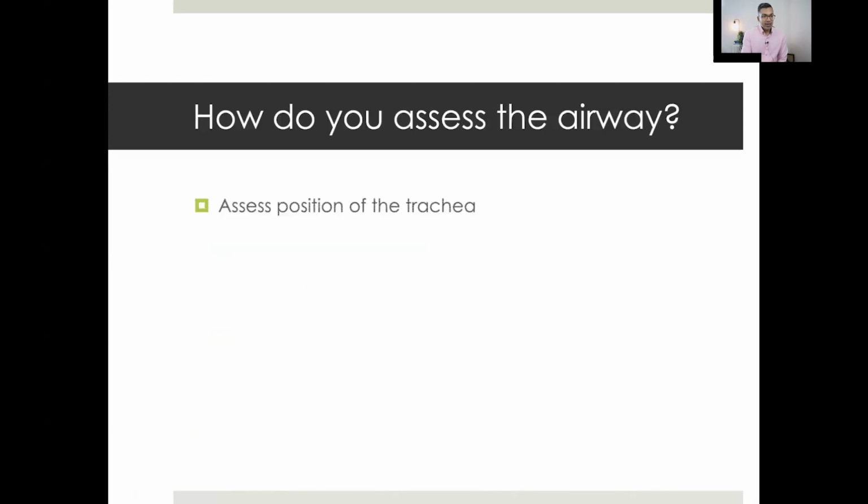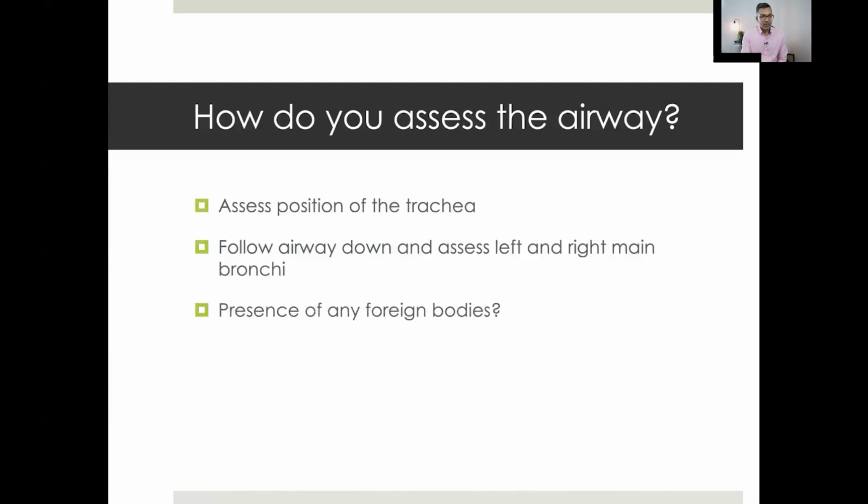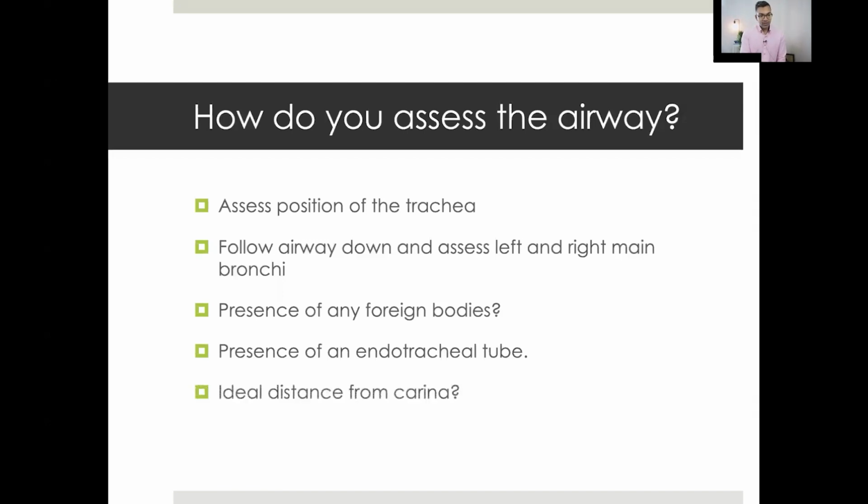So how do you assess the airway? Really assess the position of the trachea, follow the airway down, and assess the left and right main bronchus. Presence of any foreign bodies is pretty important in our context, and the presence of an endotracheal tube, and any kind of deviation as well.